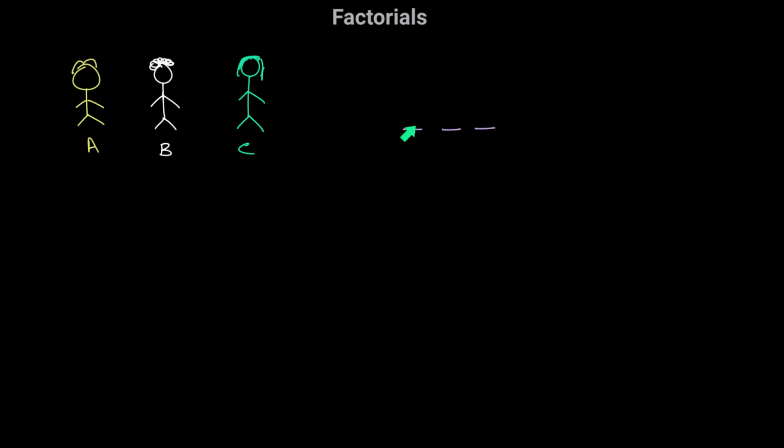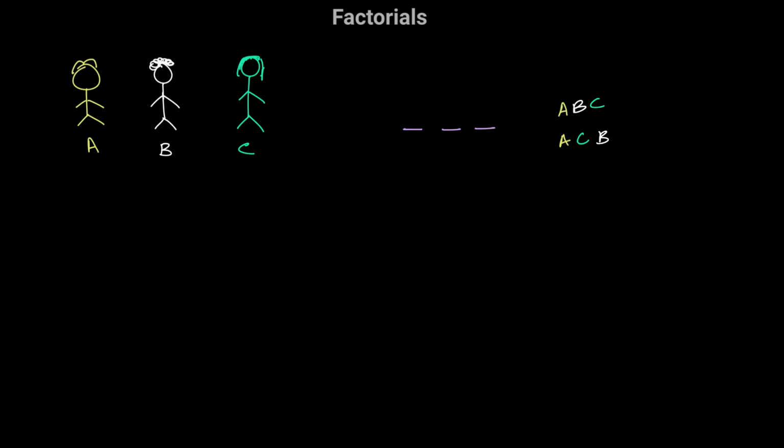Now in the first position, in the leftmost position, I can start with person A. And person A can either be paired with person B or person C in the middle position. And then we're left with, if B comes in the middle, then C is obviously at the end. And if C comes in the middle, then B is at the end.